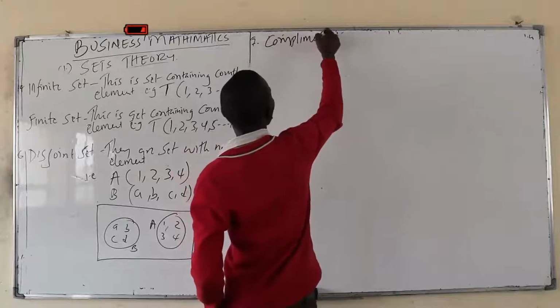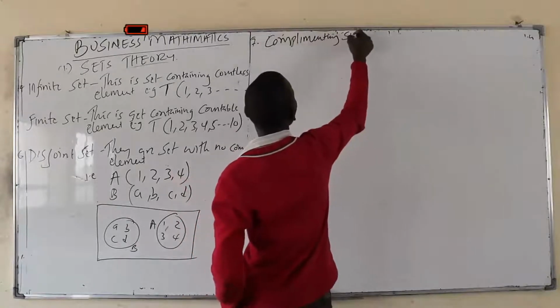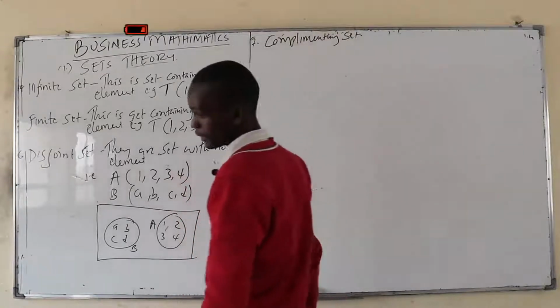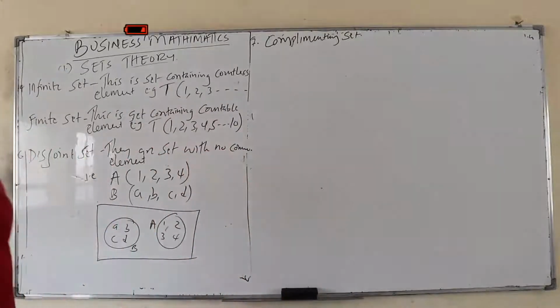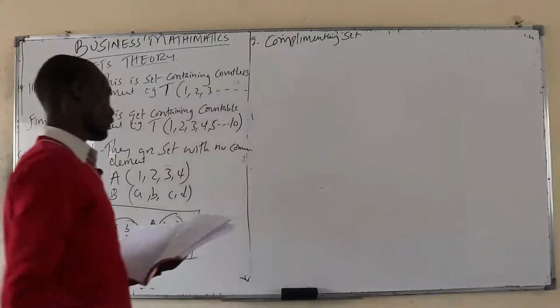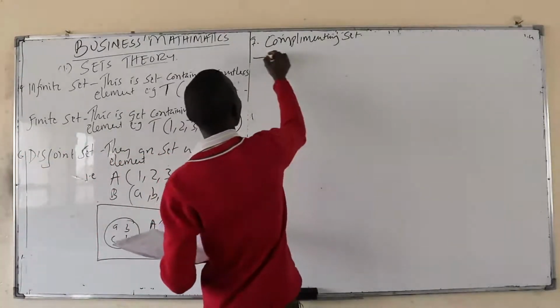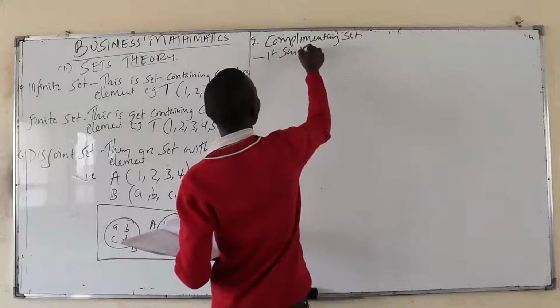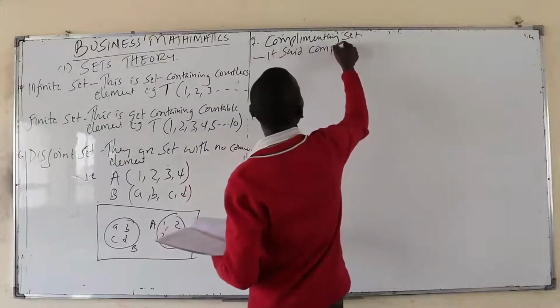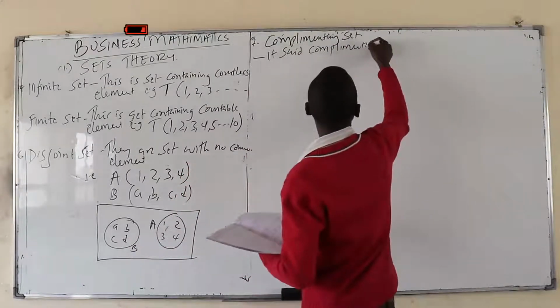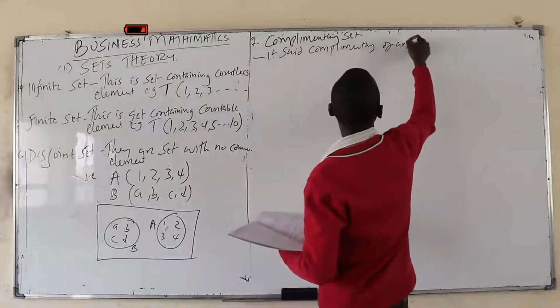Containing countable elements, for example, we can say set T contains 1, 2, 3, 4, 5, up to 10. Yeah, we can count infinity, but you cannot reach the end. With finity, at least you know the end.